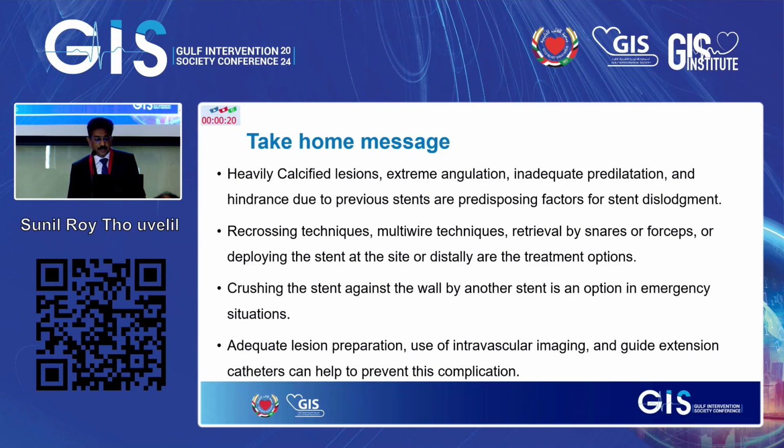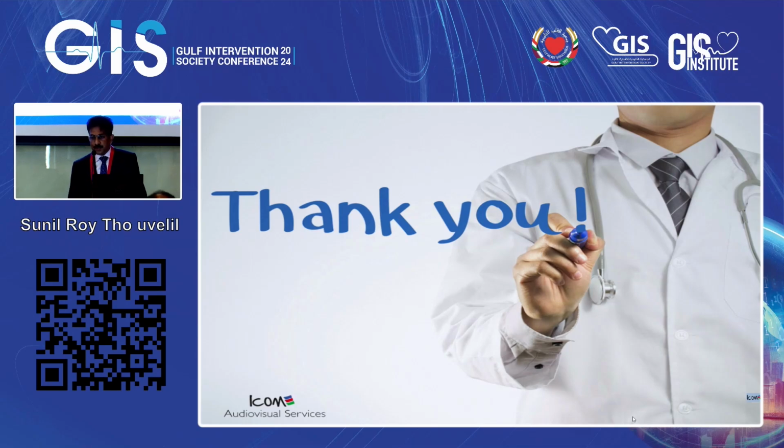So the take-home message is calcified lesion, extreme angulation, inadequate predilatation, and hindrance due to previous stent. We should anticipate this complication. Crushing the stent against the wall by another stent is an option in an emergency situation. The prevention will be by adequate lesion preparation, use of intravascular imaging, and guide extension catheter. This can help to prevent this complication.